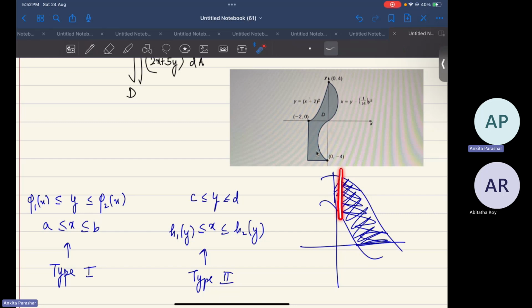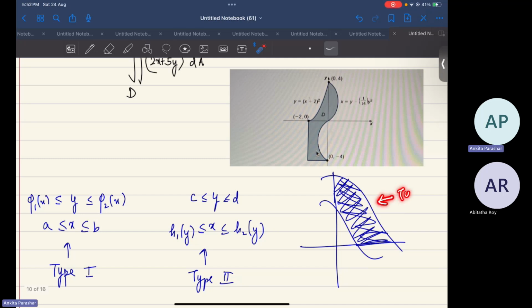The first line cuts this curve, the second line cuts this. It is bounded by only these two. No matter how many lines parallel to the y-axis I draw, it will only cut this curve the first time and this curve the last time. That means y is a function of this curve, phi 2 of x. The lower bound is y equal to phi 1 of x. I can write the integration from phi 1 to phi 2. Now reverse the way, for the type now.